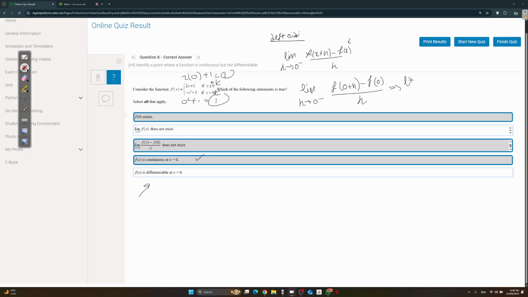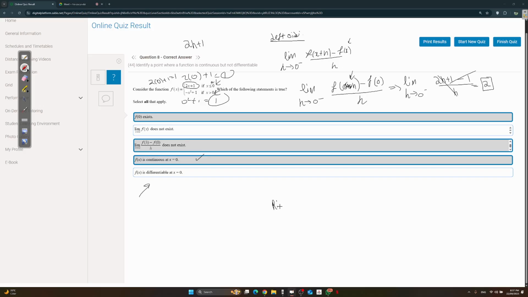Then you continue. f of 0 plus h. So you're substituting it into this one here. So instead of x, what am I going to put? 0 plus h, so instead of 0 plus h, I just say h. So instead of x, I'm going to change it to h. So instead of 2x plus 1, it's going to be 2h plus 1. So it's going to be the limit of 2h plus 1 minus f of 0. So instead of x, what do you put? 0. So 2 times 0 plus 1, which is 1. So 2h plus 1 minus 1 over h. These cancel, and you get 2 for your left-hand derivative.